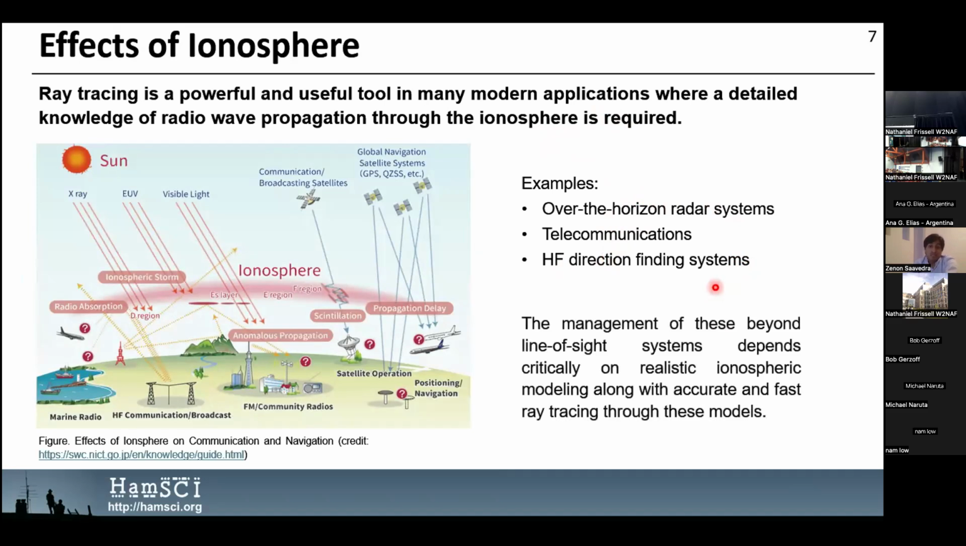The ray tracing technique is commonly employed to solve this problem, and not only for radar, but for other systems using high-frequency electromagnetic waves that travel through the ionosphere. As can be seen in this figure, for example, satellite communication, broadcasting, or obviously this kind of radar, the OTH radar.